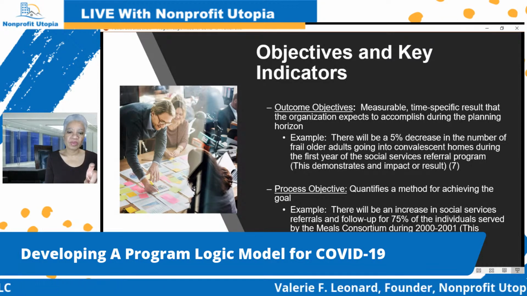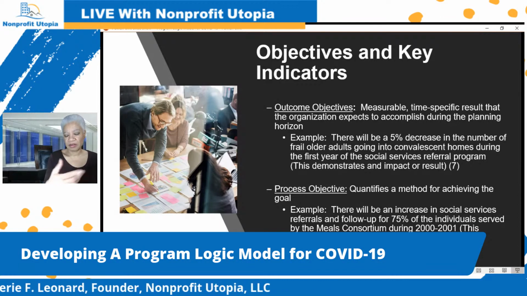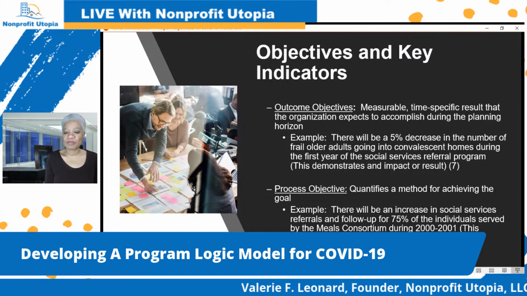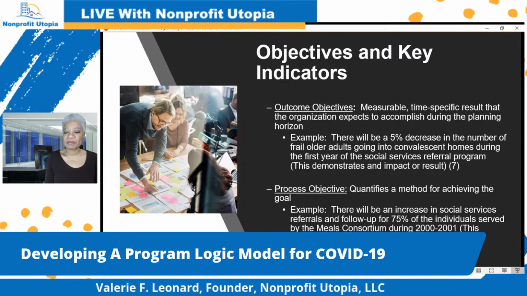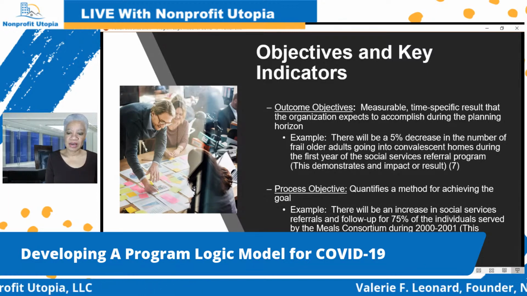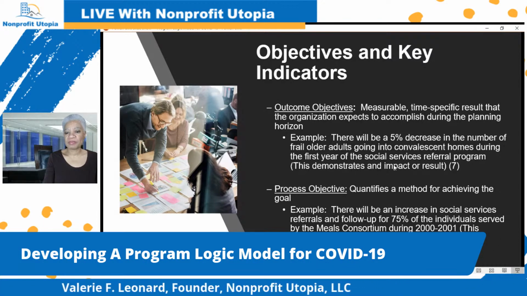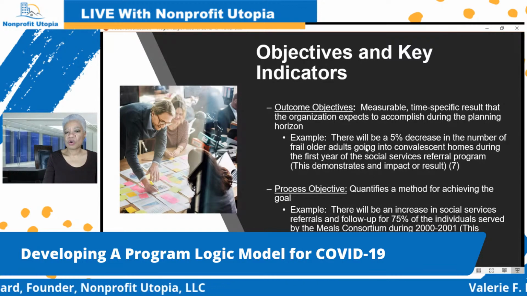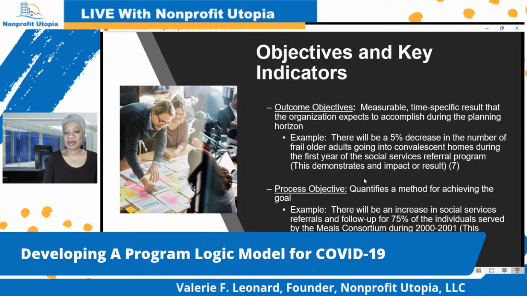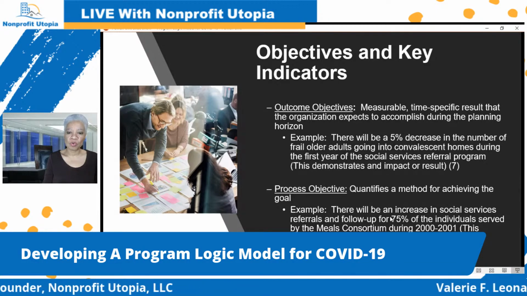And then another objective that you might have that will be a process, that helps you get that result, right, is there will be an increase in social service referrals and follow-up for 75% of the individuals served by the Meals Consortium during the 2000-2001 year. So this is how you're going to do it. So the outcome objective is telling you what's going to happen, what change you want to see in the lives of your clients. And the process is telling you what nuts and bolts activities you're going to do in order to make that happen.